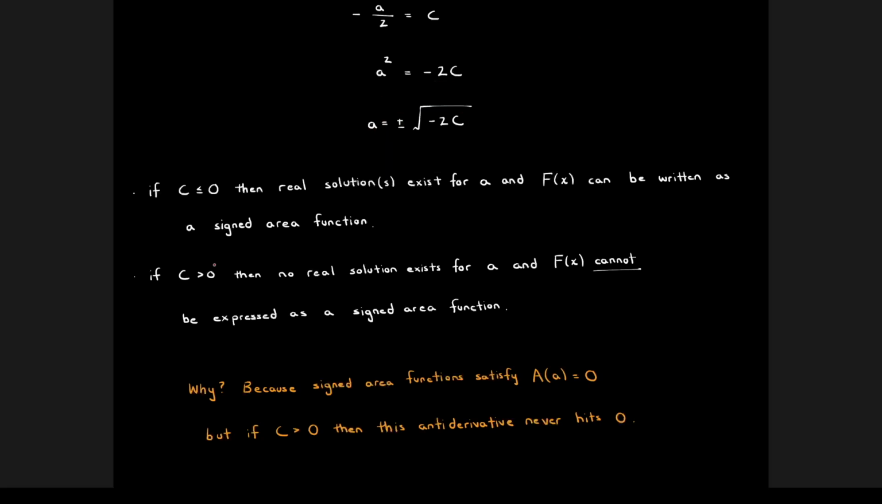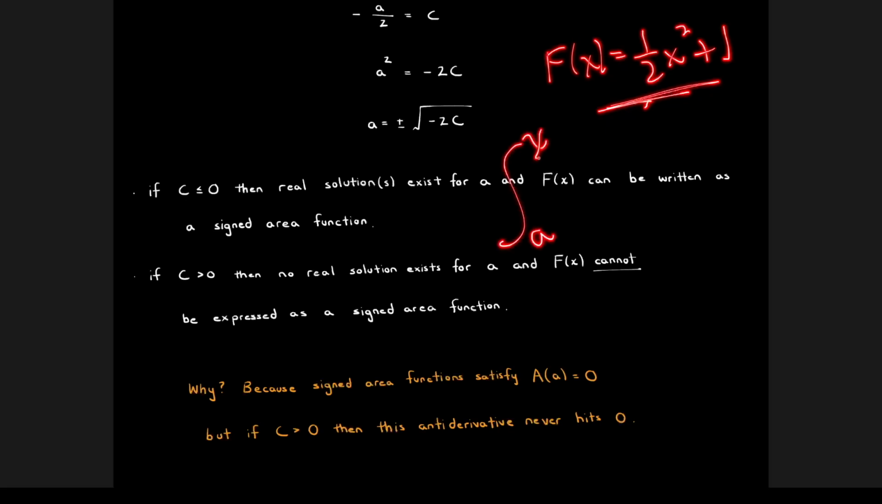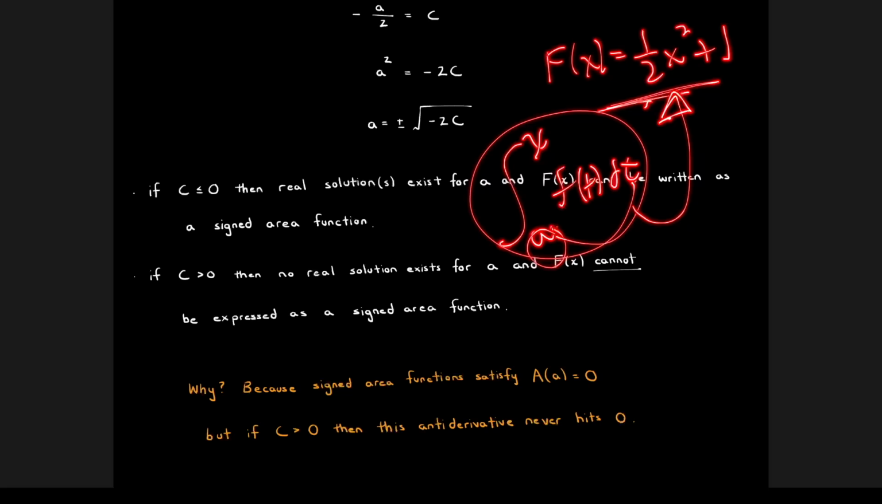However, the issue comes when you pick a c value bigger than 0. Because if you pick, for example, c equals 1, then you have a negative number multiplied by a positive number, which gives the inside of this radical a negative result. And you cannot take the square root of a negative number, at least in the real number system. And so no real solutions exist for that lower bound in that integral. So if you take the antiderivative 1/2 x squared plus 1, this is an antiderivative that cannot be expressed as just a signed area function for some choice of a. There's no real value of a that will reduce the signed area function into that particular antiderivative.